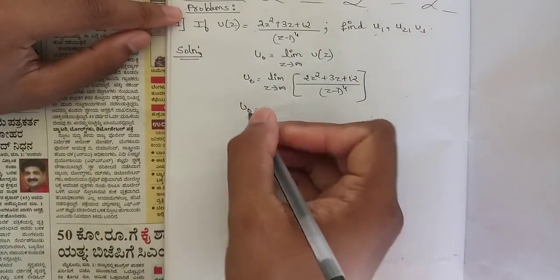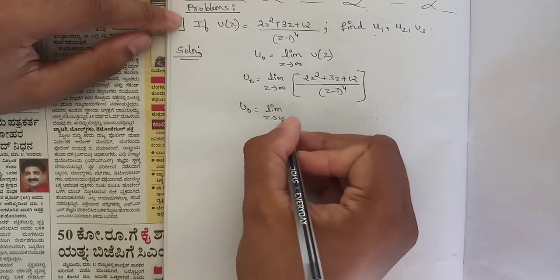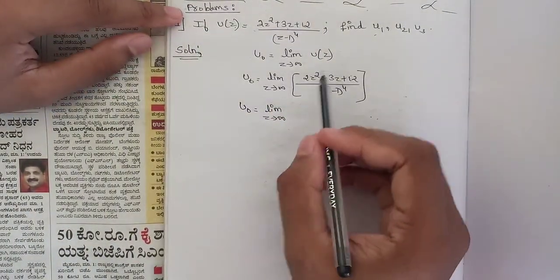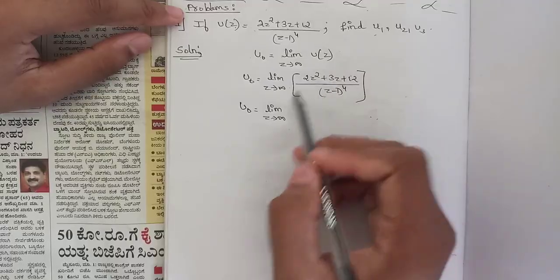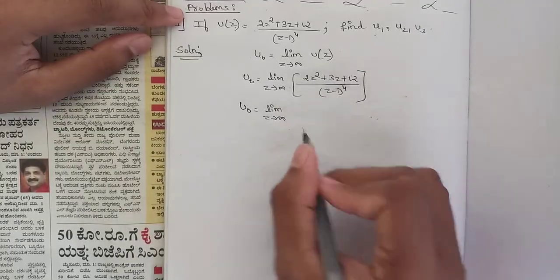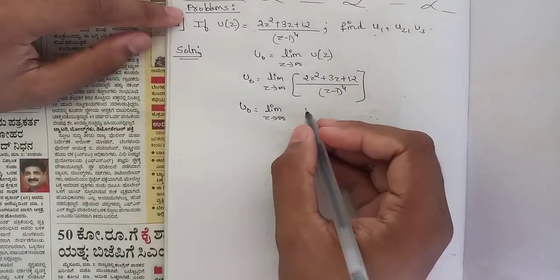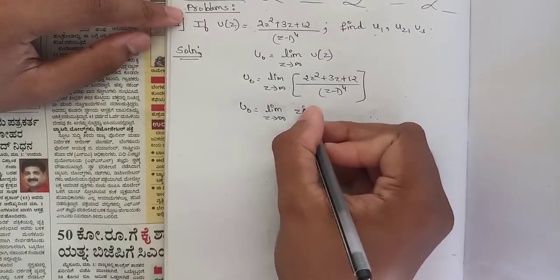U naught is equal to limit z tends to infinity. So now we need to take this z square term outside. Let's try to take this z square term outside and let's write the remaining terms. In the numerator, let's take z square outside.